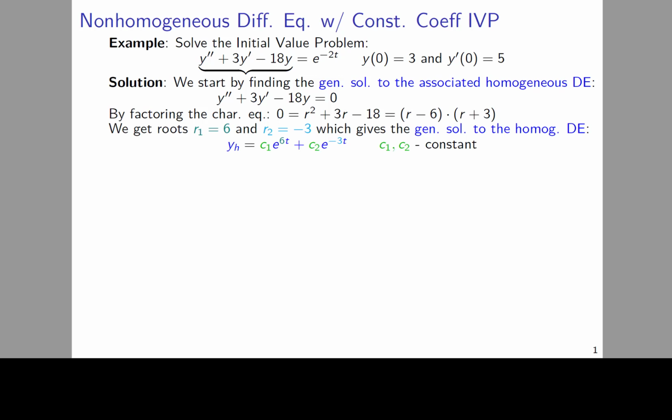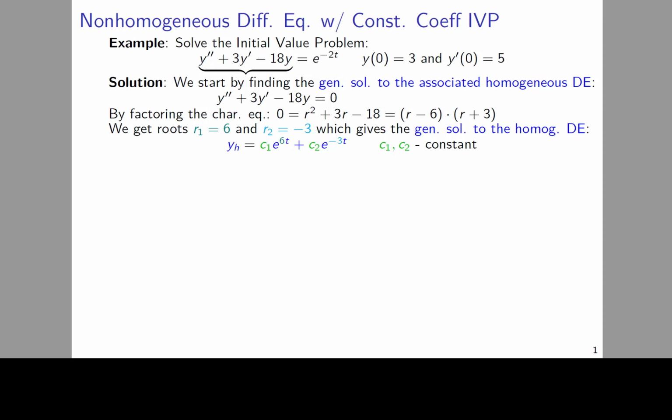And this gives us the general solution to the homogeneous differential equation, which is y_h, our general solution, equal to c1 e^(6t) + c2 e^(-3t), where c1 and c2 are constants.